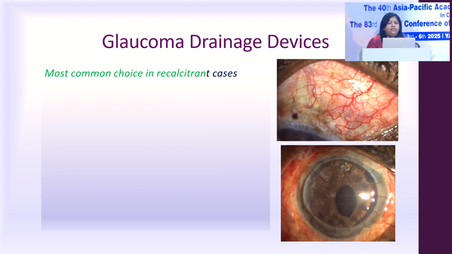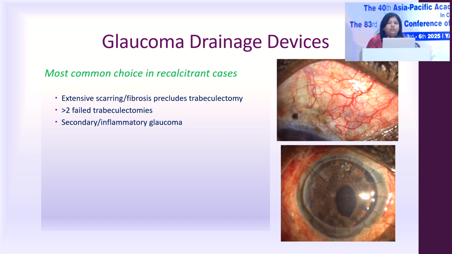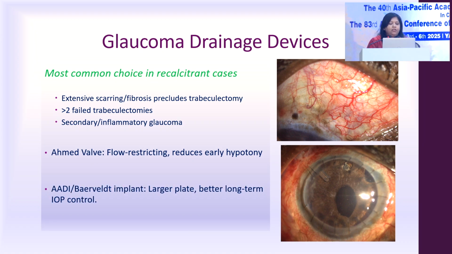Glaucoma drainage devices, again, are the most common choice in recalcitrant and refractory cases. So in patients with extensive scarring, fibrosis, where you cannot do a TRAB, like in this case, for example, already more than 2 failed trabeculectomies, or secondary inflammatory glaucoma, then just go in and put in a tube. So the AGV is a flow restricting device. It reduces early hypotony, but the RDR Barwell, which has a larger plate, gives better long-term IOP control.